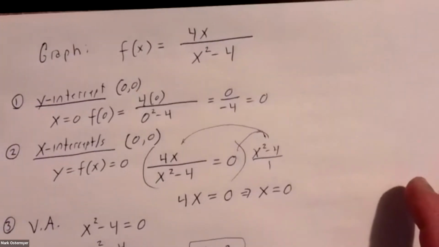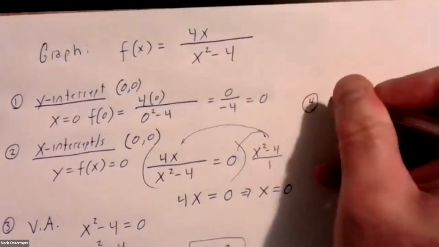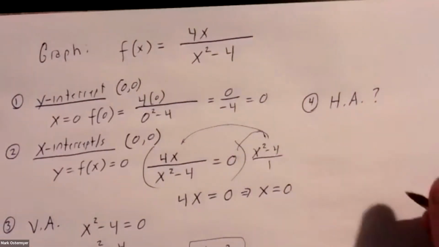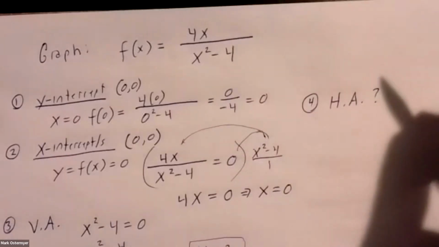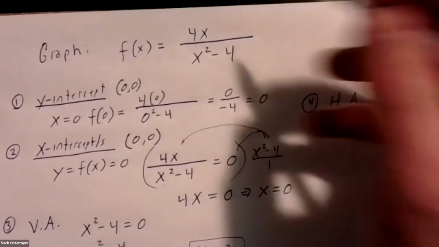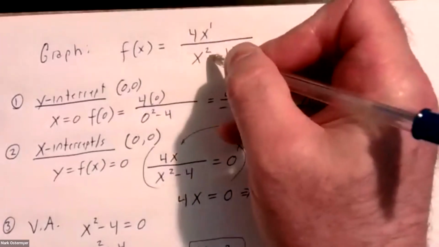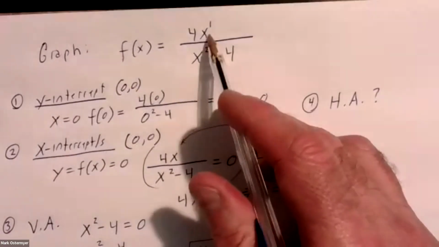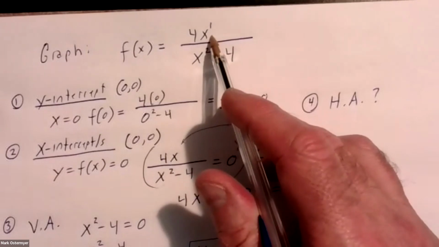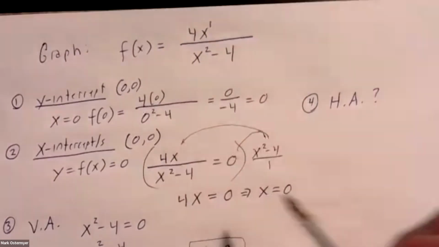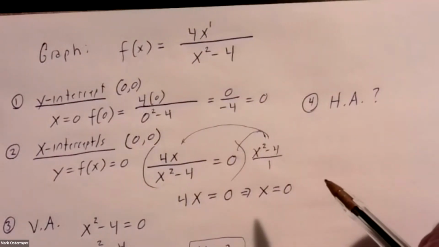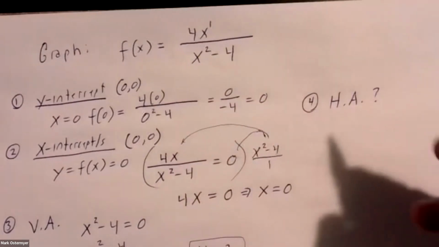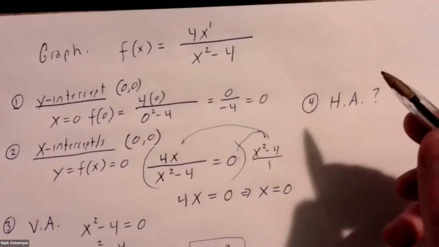Number 4, any horizontal asymptote? Well, let's look at the relationship between the degrees of the polynomials. The numerator degree is 1, the denominator degree is 2. Since the denominator degree is greater than the degree of the numerator polynomial, do you recall from that theorem in that purple box that we went over? That indicates that we will have a horizontal asymptote, and it will be the x-axis.